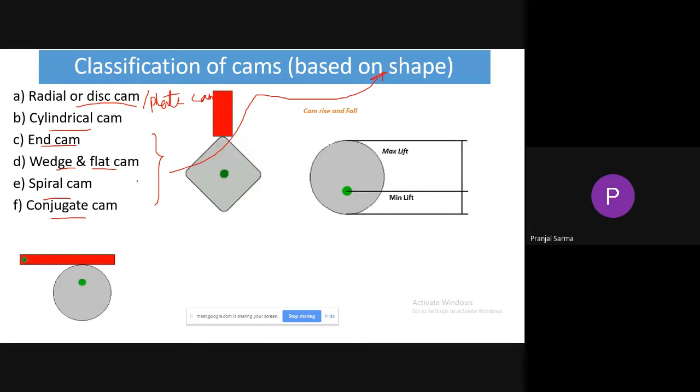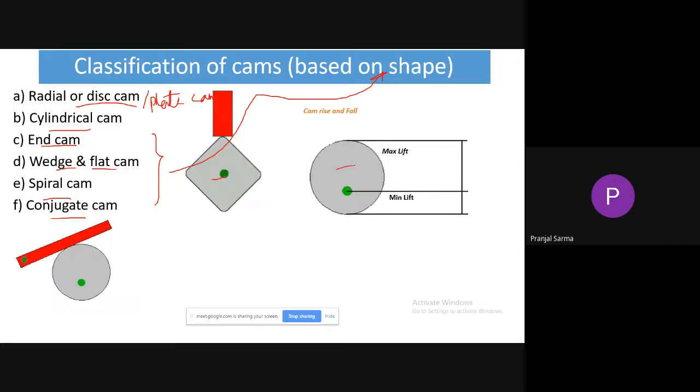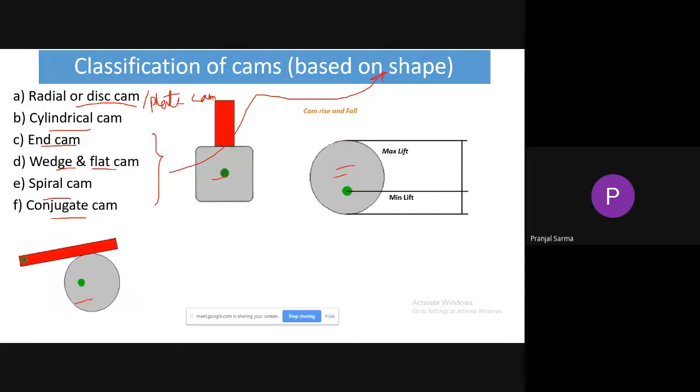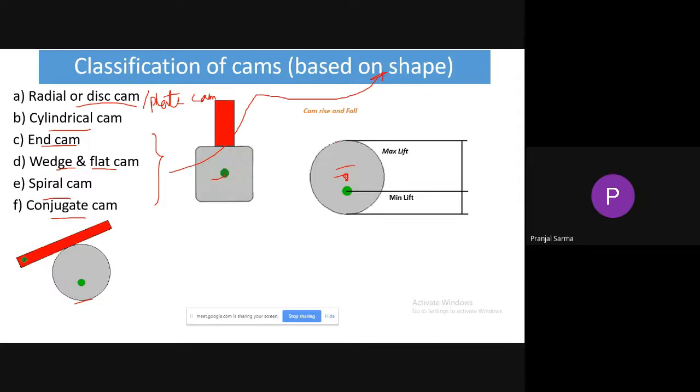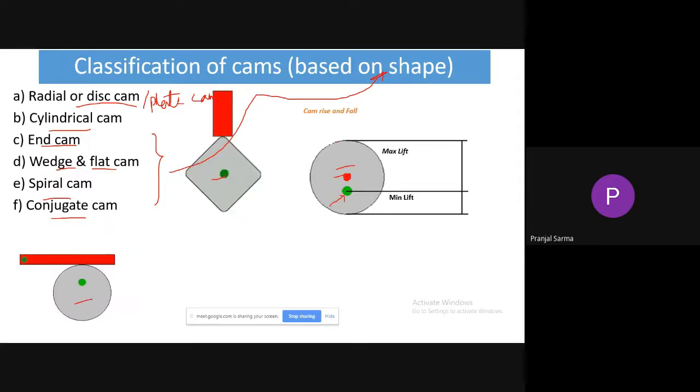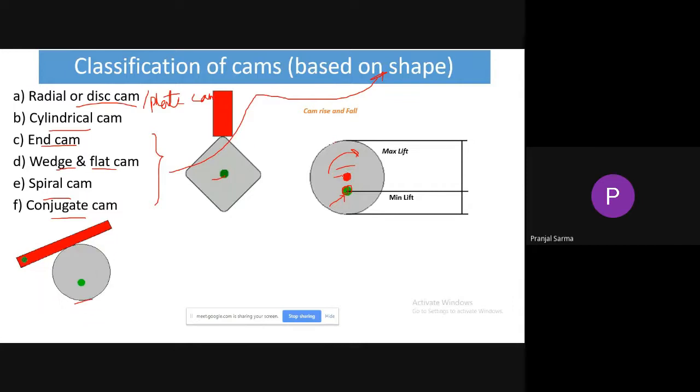Here, basically, this is a radial or disc cam, and that is also a radial disc cam. Now, can anyone tell me, if it's a pure circle and the center of rotation is here, the center about which the shaft is rotating, will this circular portion work like a cam?